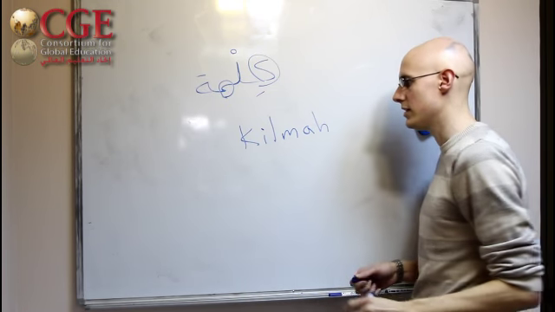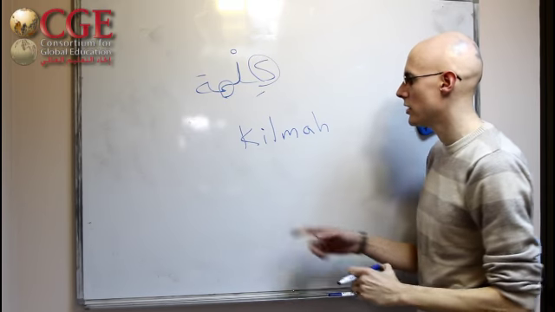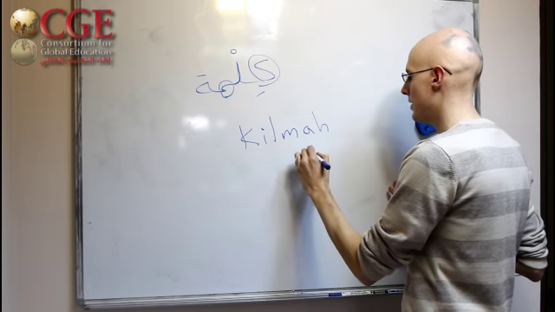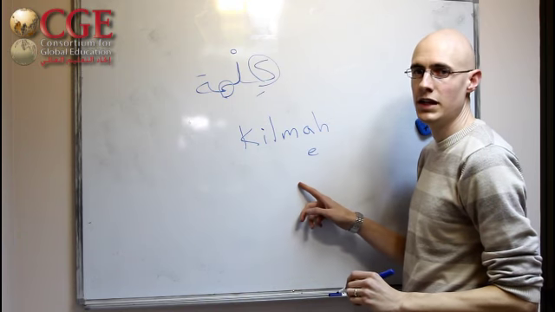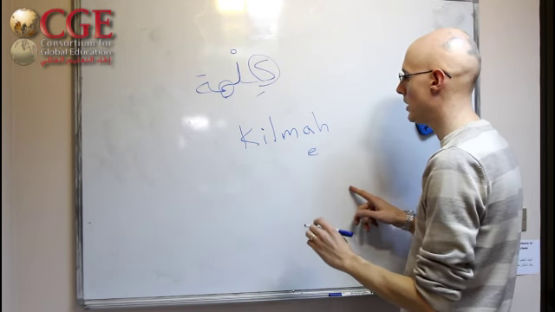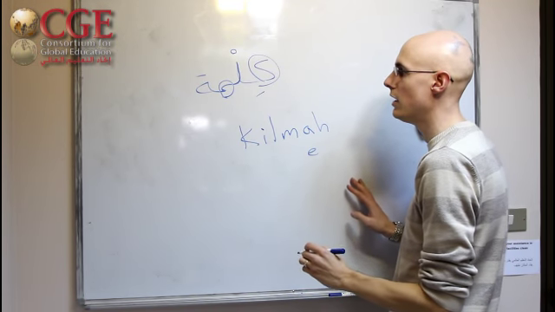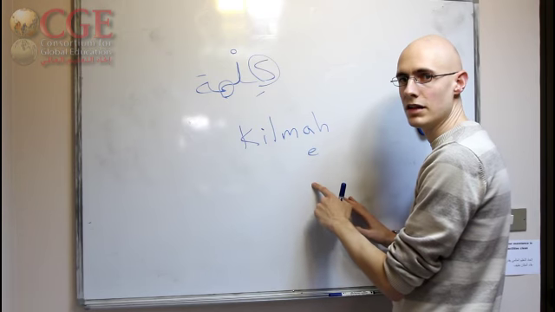It's pronounced different ways in different dialects, but here in Jordan we say kilme. It sort of makes an E sound. Kilme. And in other places like Iraq they say kilma. They make a more A-class sound. Kilma.